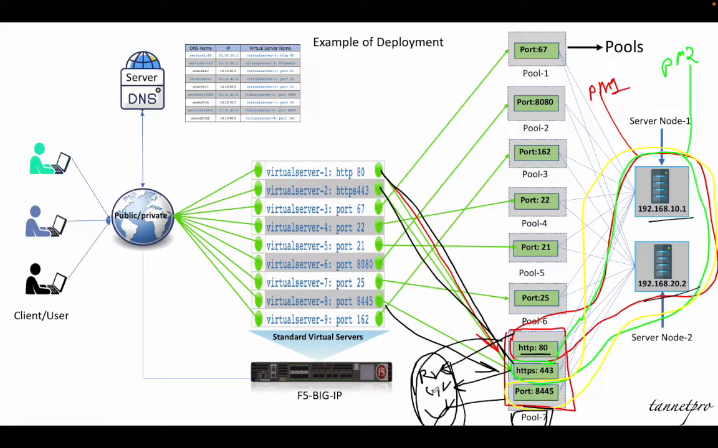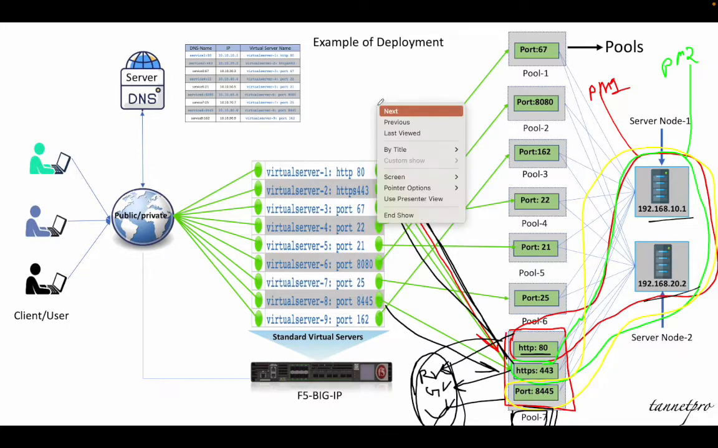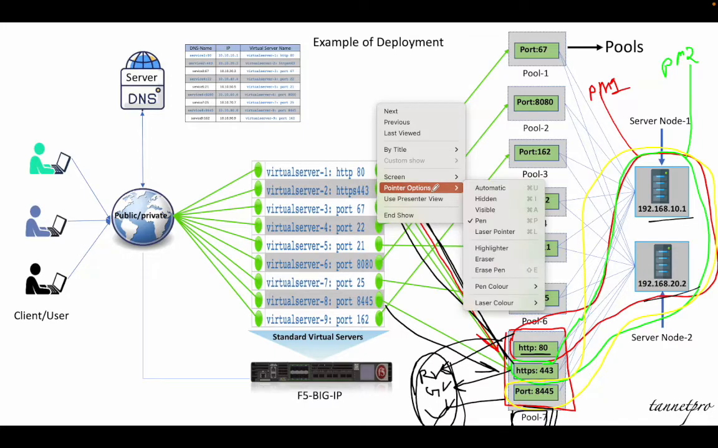Red, green, yellow is nothing but pool members, and the pool members are bound in a pool, and that pool is called in a virtual server. Hope it is clear. If it is not, please rewind, pause and listen again. Otherwise you can also put a comment so that I can clarify separately.